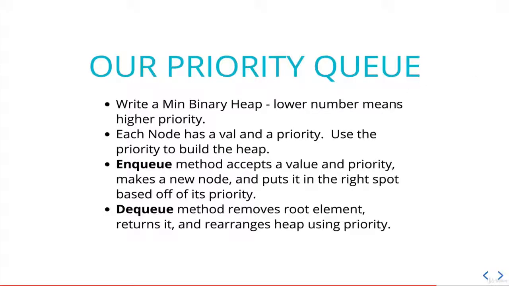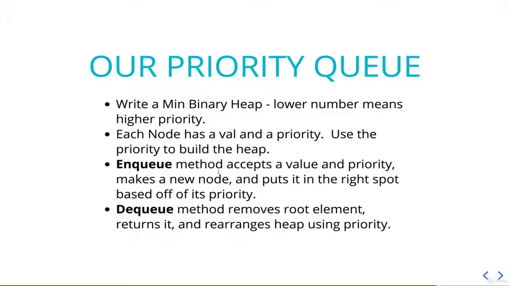So each node has a value and a priority. Use the priority to build the heap. As something is inserted, compare the priority. As something is removed, compare the priority. Then two methods. Rather than an insert method and an extract max, we're going to reskin them as NQ and DQ. Honestly, the naming doesn't really matter, but what you do need to change in your code is that when you insert something, you compare the priority level. You don't compare the value of the element itself, you compare the priority.